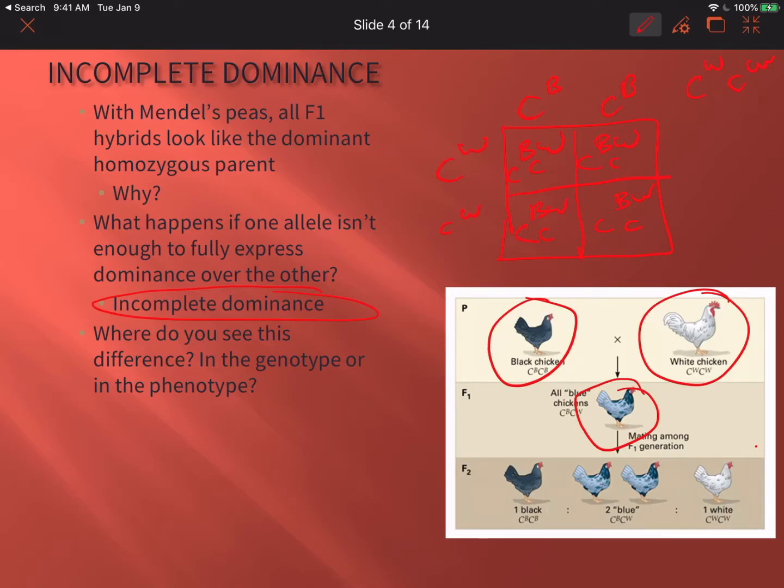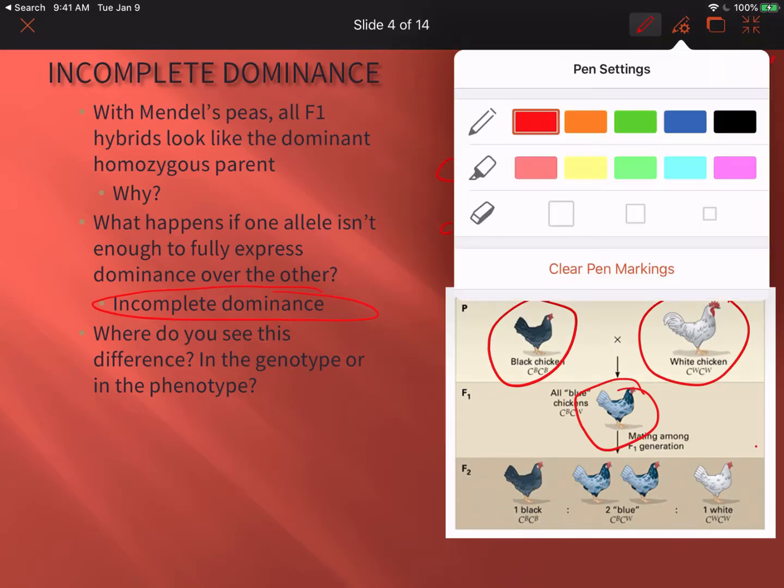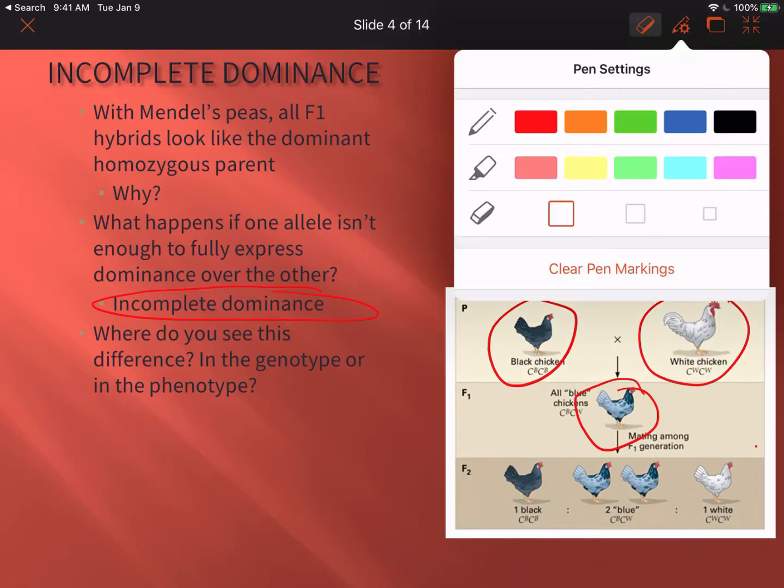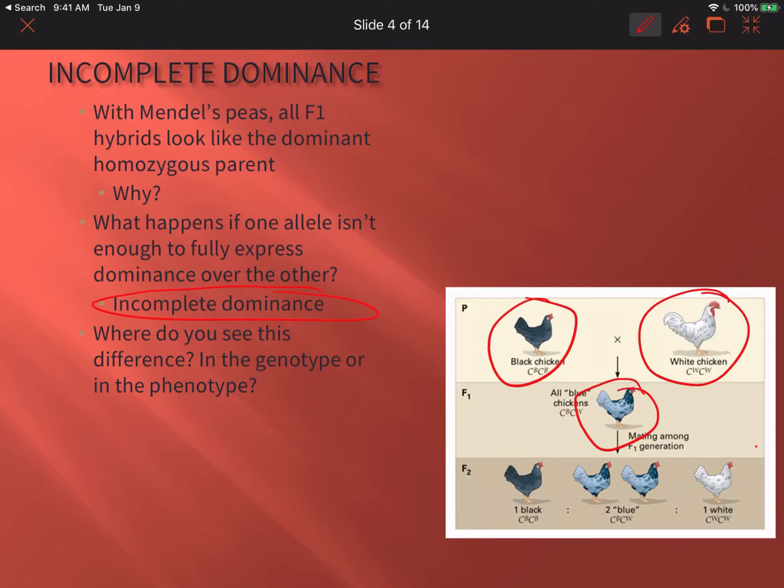This would be just like when we talked about Mendelian genetics, this would be self-pollination, all right? So now we're just selecting blue chickens to breed with one another. Let's represent that now. If they're all blue, then they're all basically CBCWs. And so in this case, you get pure blue, pure black, another blue, and then pure white.